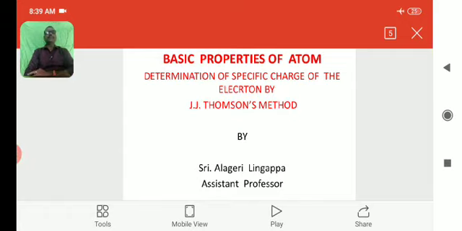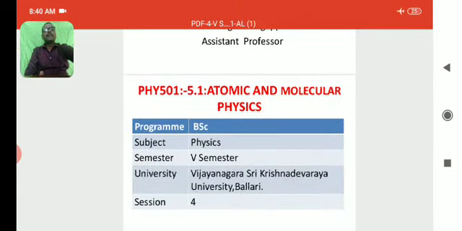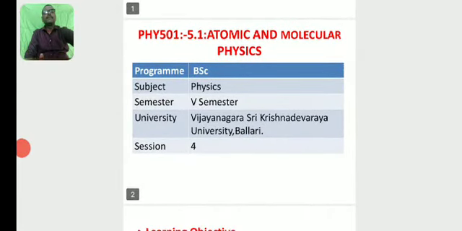Now I am discussing the determination of the specific charge of the electron by J.J. Thomson's method. Atomic and Molecular Physics, program BSc, subject Physics, fifth semester, Vijayanagara Sri Krishna Devaraya University, Ballari, session 4.